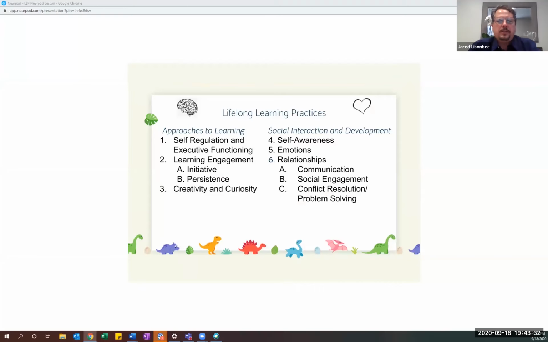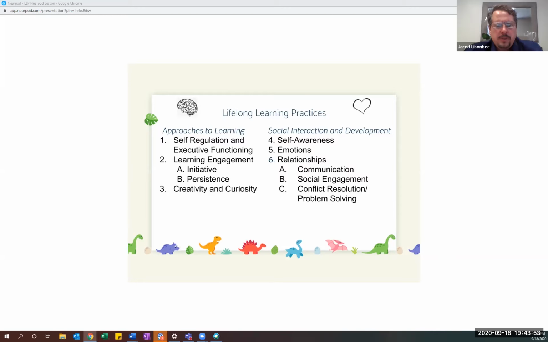Okay, so the lifelong learning practices are broken into two subcategories. The first one is the approaches to learning, and the second one is the social interaction and development. And I put there the head, that's the regulation side and the cognitive side, and then the heart, which is the social interaction and development.